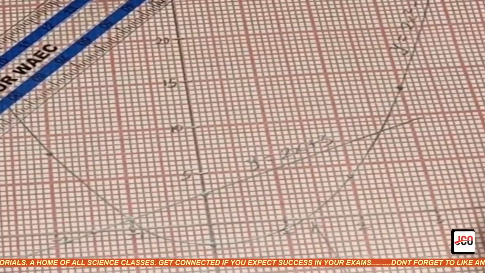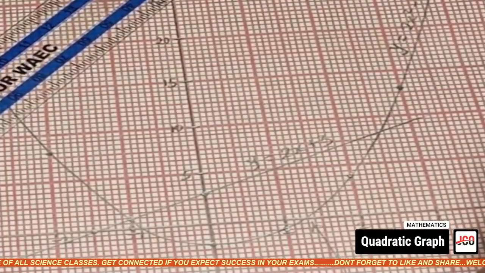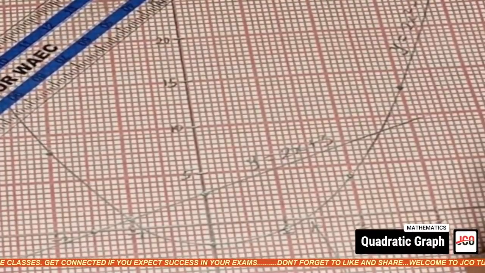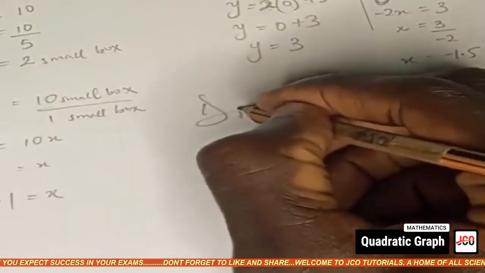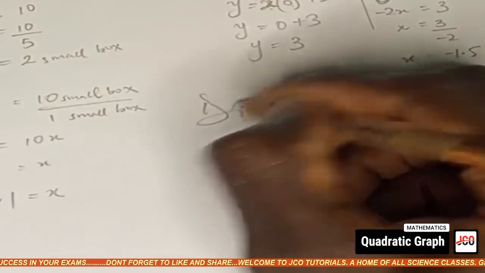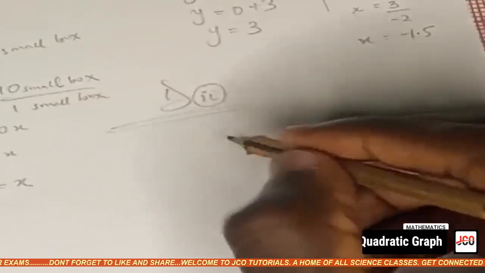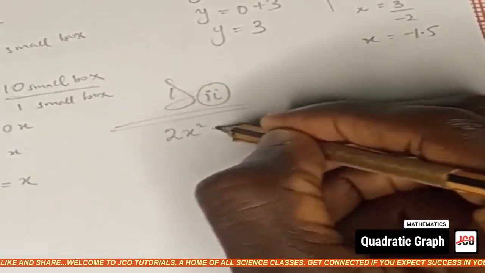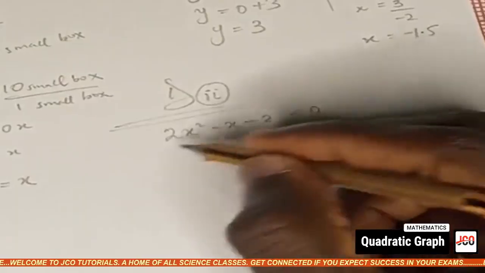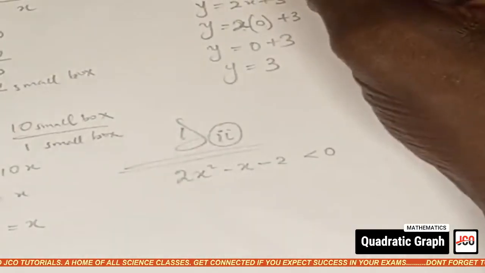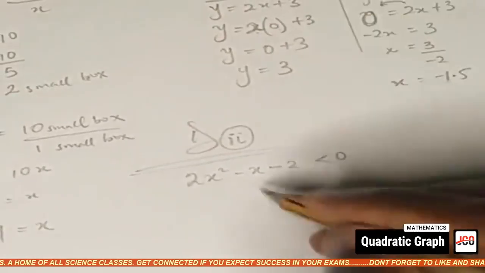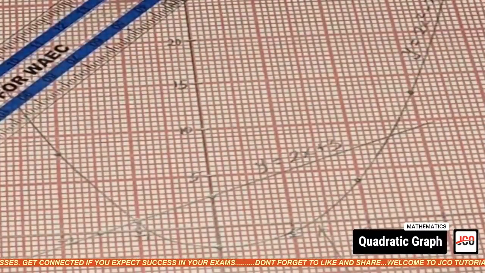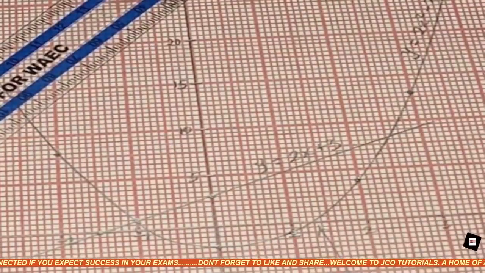The last thing we have to find is the range of values of x for which 2x squared minus x minus 2 is less than 0. So that is question D, question DII. They say we should look for the range of values for which 2x squared minus x minus 2 is less than 0. Remember, this 2x squared minus x minus 2 is actually your equation, which is y. So in place of this, they are simply asking when y is less than 0, what will be the range of values?